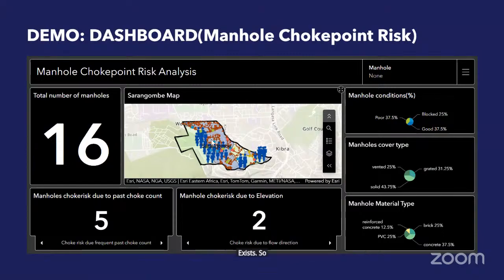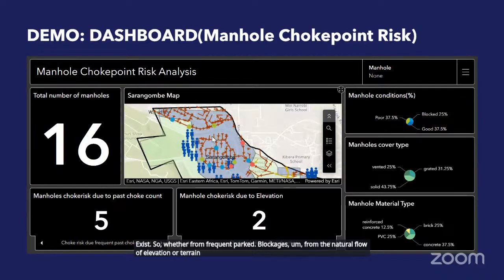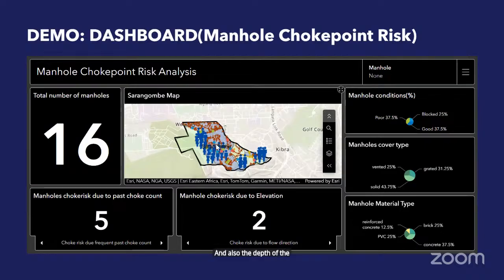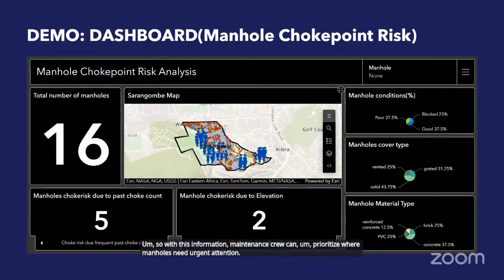Choke risk may come from frequent packed blockages, from the natural flow of elevation or terrain, from high population, and also from a manhole's depth. So with this information, maintenance crews can prioritize where manholes need urgent attention, plan interventions more effectively, and also reduce the chances of sudden manhole failures.